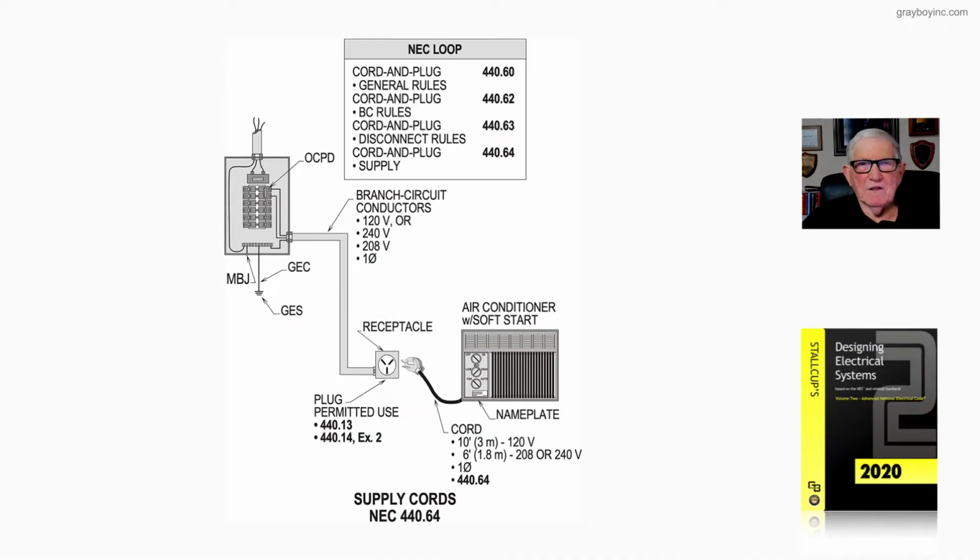Now this figure 19-26 deals with the length of the supply cords or cord in accordance with 440.64. Now we give you some information if you wanted to review in the NEC loop, like the general rules is 440.60, branch circuit rules is 440.62, the disconnecting rules is 440.63, and your cord and plug supply cords is 440.64.